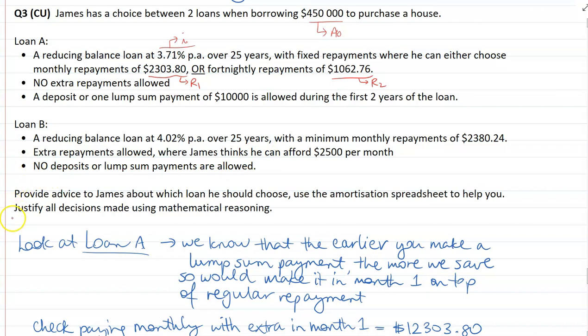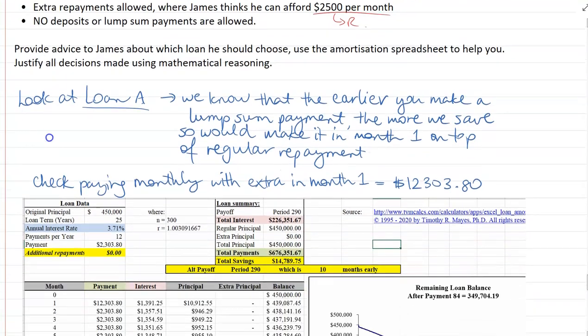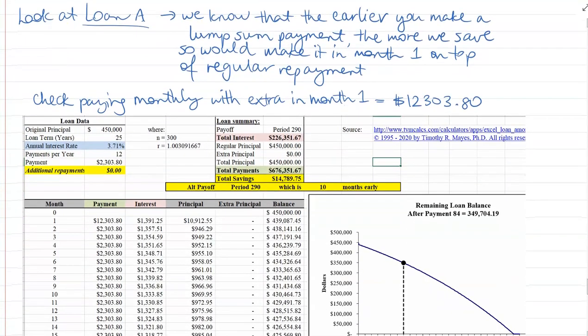So as the question says, you must provide advice to James about which loan he should choose, using the amortisation spreadsheet to help you, and justify all decisions made using mathematical reasoning. Okay, so if we look at loan A first, we know that the earlier you make a lump sum payment, the more we save.